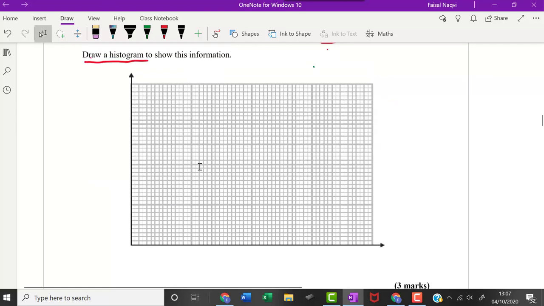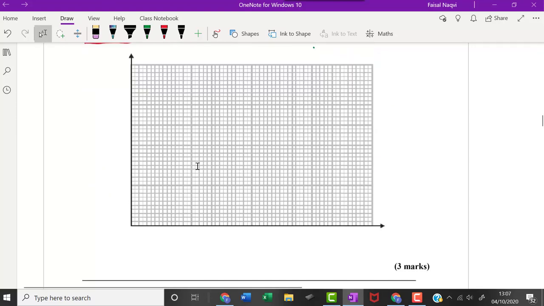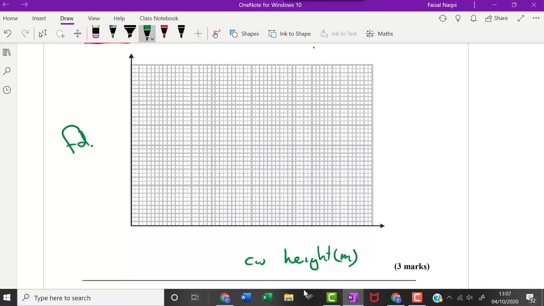In my histogram graph, I have none of the axes put into place. I know that the x-axis is my class width, which is going to be my height in meters, and the y-axis is going to be my frequency density. But again, I've got no scales on it. So in this case here, I'm going to put my number 1 5 squares up, my number 2 another 5 squares up, and then similarly with 3, 4, 5, 6, and 7.